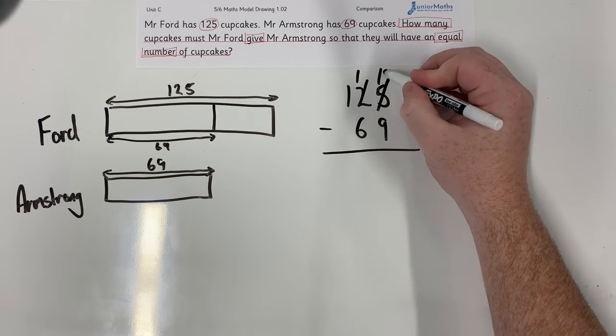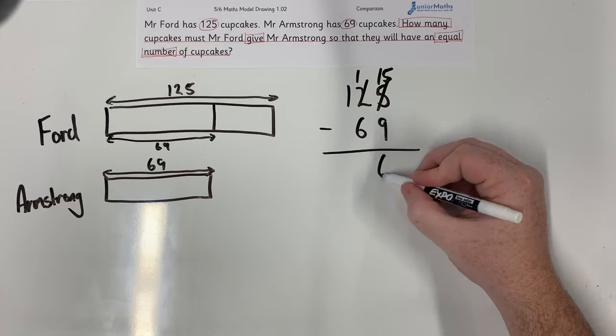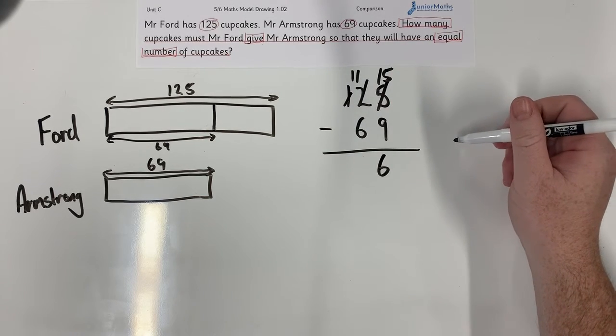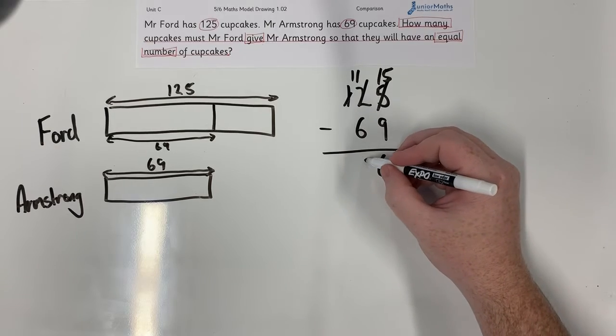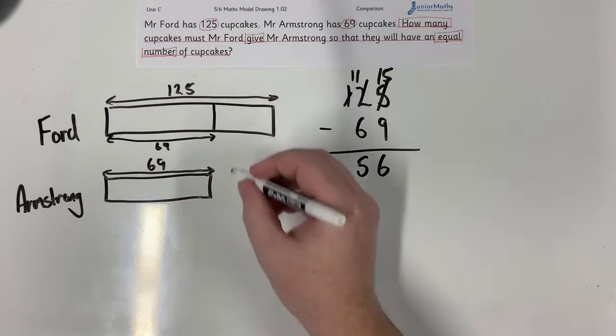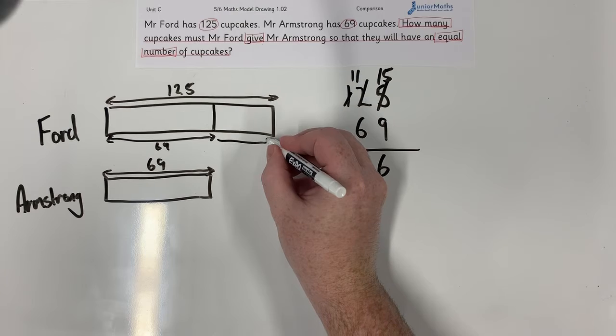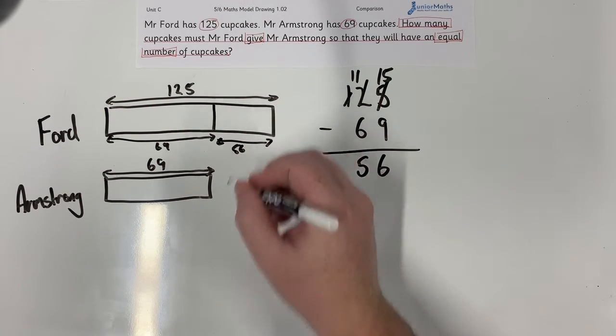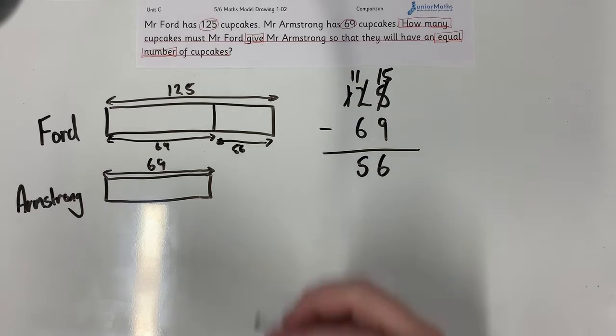15 take away 9 is 6. 11 tens take away 6 tens is 5 tens. So Mr. Ford has 56 more than Mr. Armstrong.